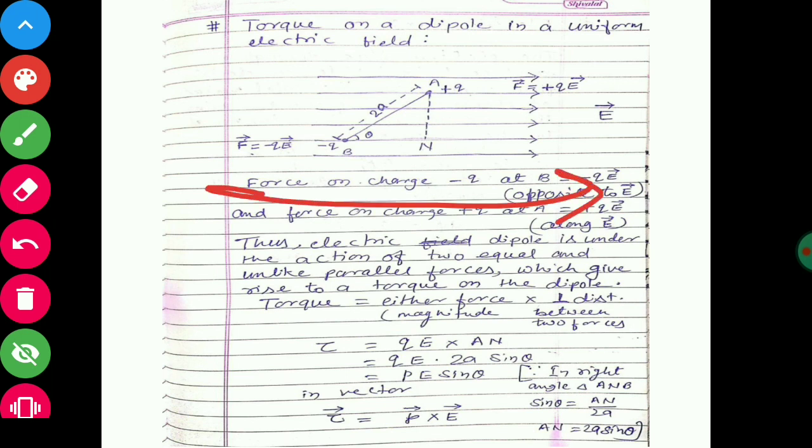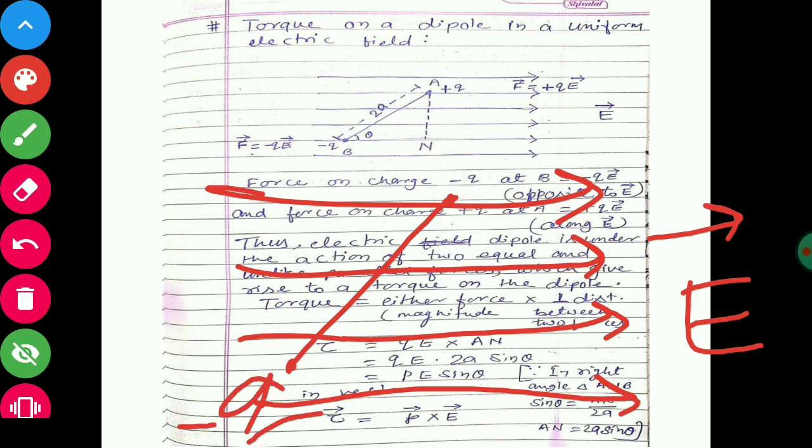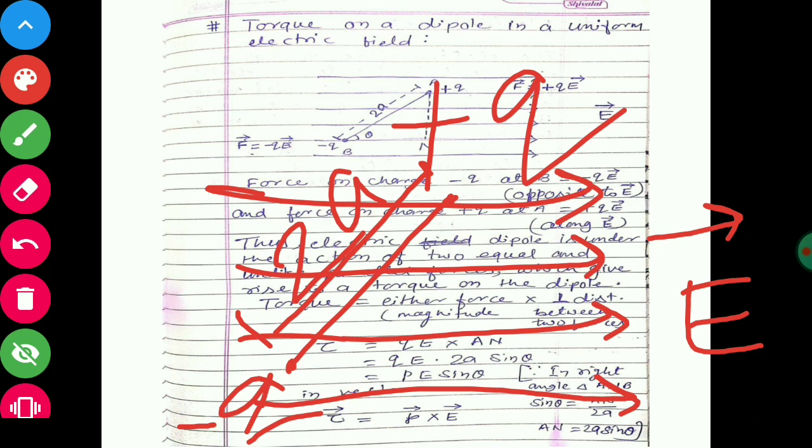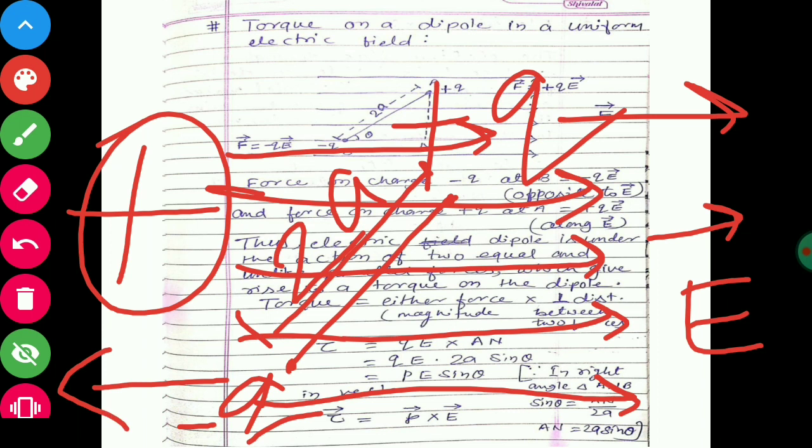Now, the electric dipole is placed in a uniform electric field. See, this is the electric dipole. Say there is a negative charge and there is a positive charge. The distance between these two charges is 2a. Now, if you assume that there is a positive charge, then this positive charge repels this positive charge in that direction. Yes or no? Yes. And this positive charge definitely attracts this negative charge in that direction.